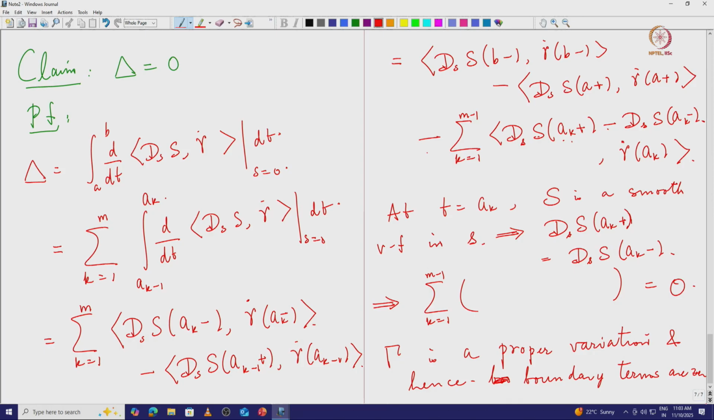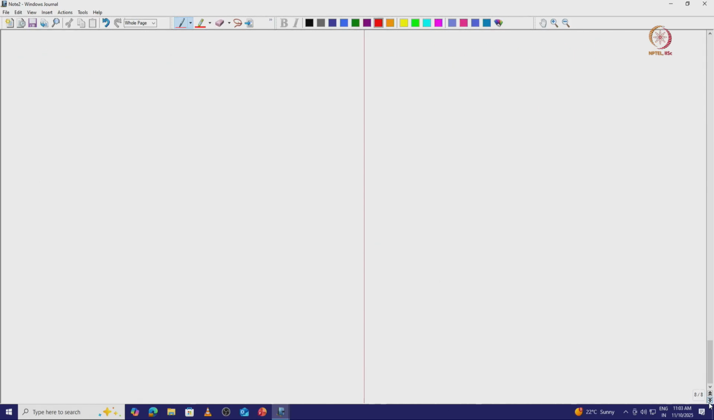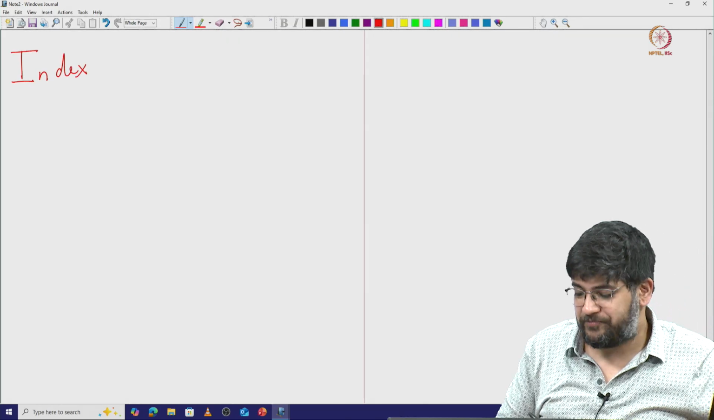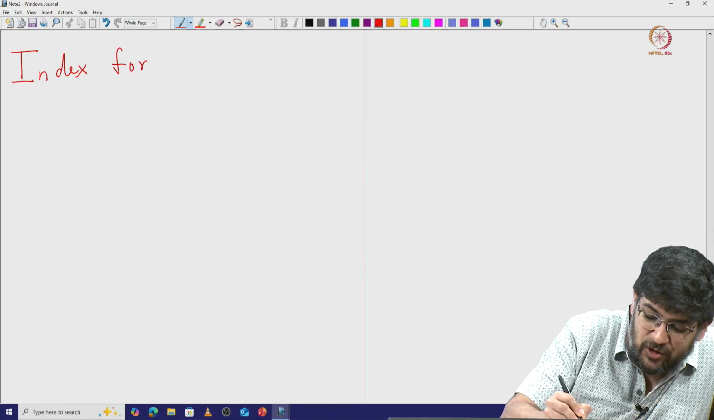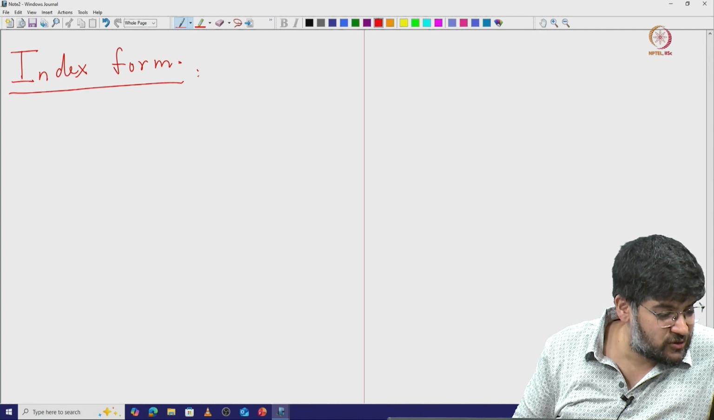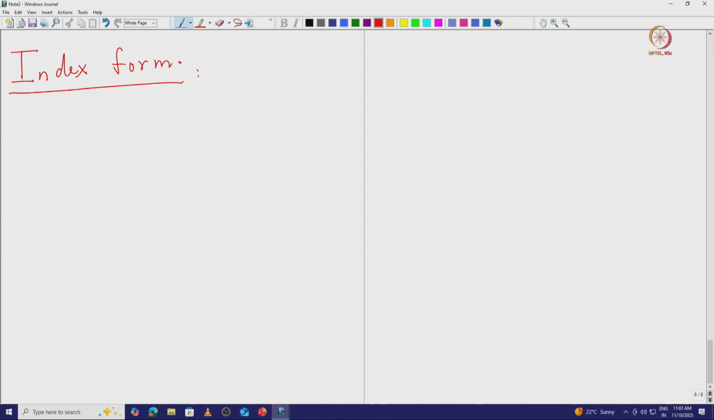Okay. So that basically proves that delta is 0, and that completes the proof of the second variation formula. Okay, so now the final thing I want to do in this lecture is to apply the second variation formula to get some sort of a second derivative test. For that it is useful to introduce the following definition, namely the index form.